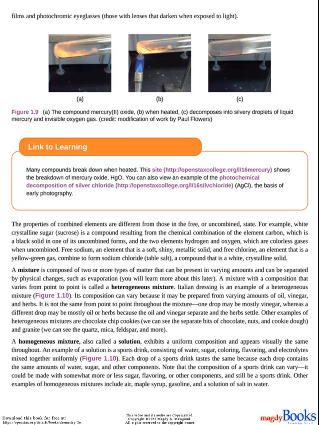A homogeneous mixture, also called a solution, exhibits a uniform composition and appears visually the same throughout. An example of a solution is a sports drink, consisting of water, sugar, coloring, flavoring, and electrolytes mixed together uniformly, Figure 1.10. Each drop of a sports drink tastes the same because each drop contains the same amounts of water, sugar, and other components. Note that the composition of a sports drink can vary. It could be made with somewhat more or less sugar, flavoring, or other components, and still be a sports drink. Other examples of homogeneous mixtures include air, maple syrup, gasoline, and a solution of salt in water.